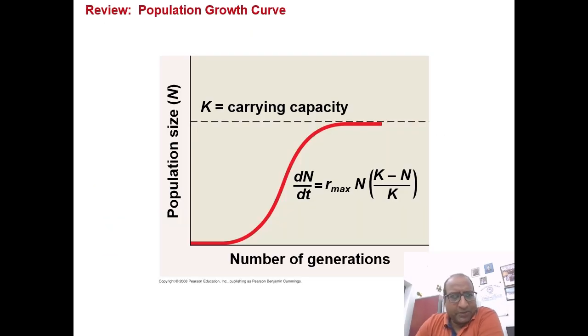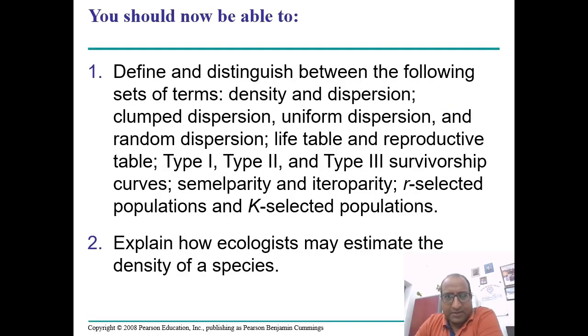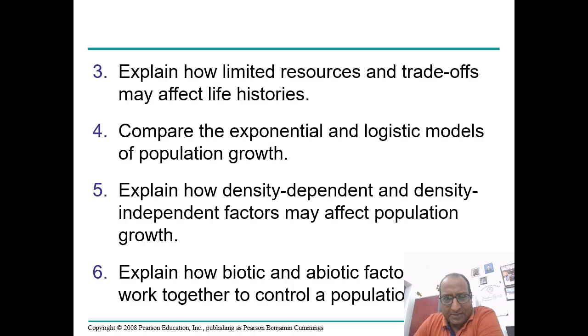So, review the population growth curve, population size, and how it is limited by the carrying capacity, and the number of generations, and you should be able to understand a few things. Define and distinguish between the following sets of terms: density and dispersion, and how ecology relates to the density of a species. There are certain topics you can finish. These are the things you can do after reading this course.